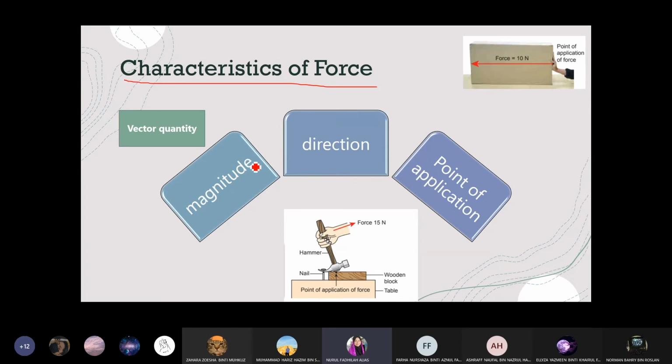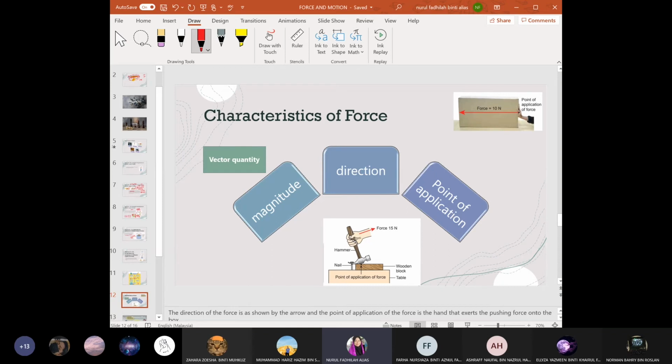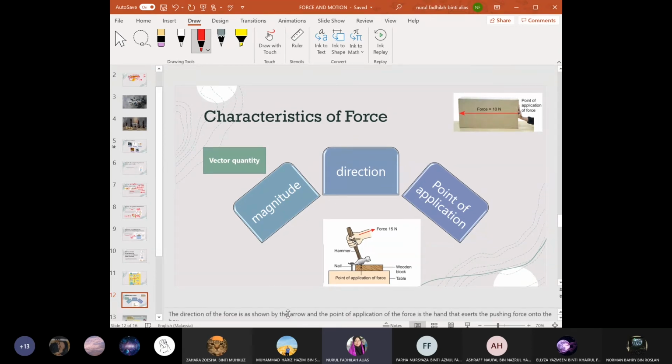Vector quantity. Class, what is the meaning of vector quantity? Anybody knows? Ada yang tahu tak? Ya? Has both magnitude and direction. Very good. Siapa yang jawab tu? Terima kasih. Right. Vector quantity is a quantity that has magnitude and also direction. Keep that in mind. You need to know this one. This is very basic about vector quantity.